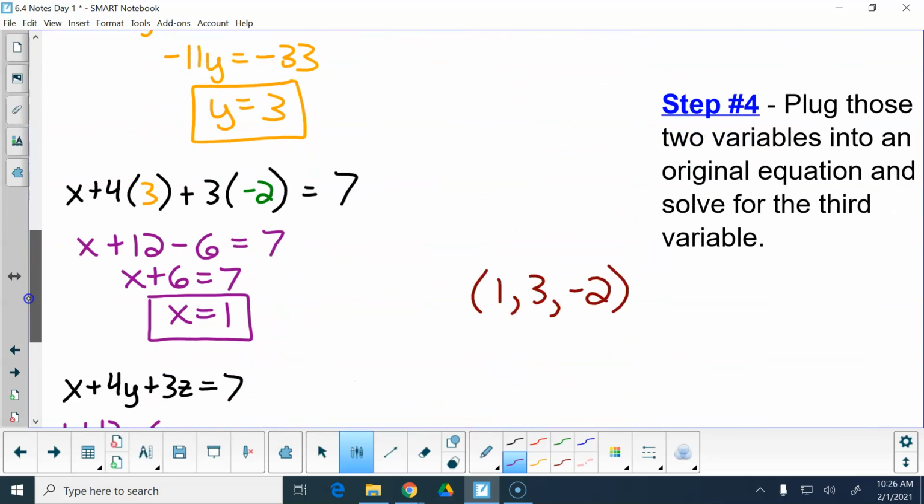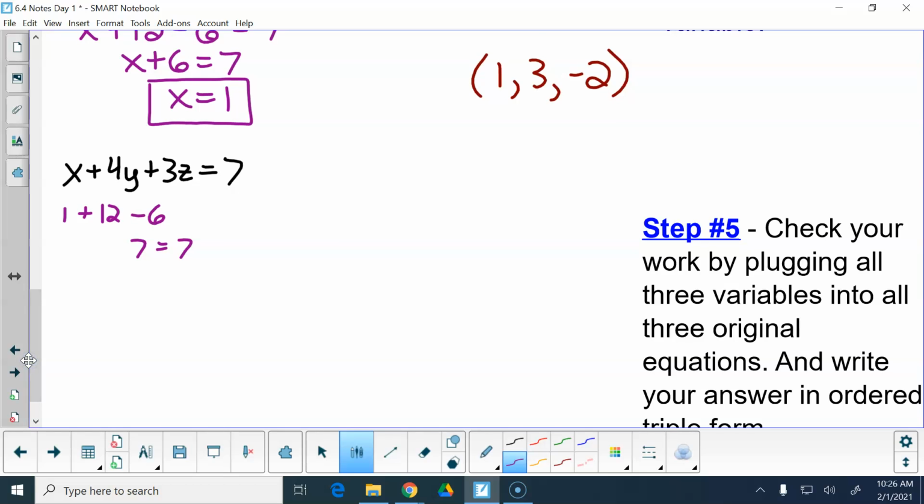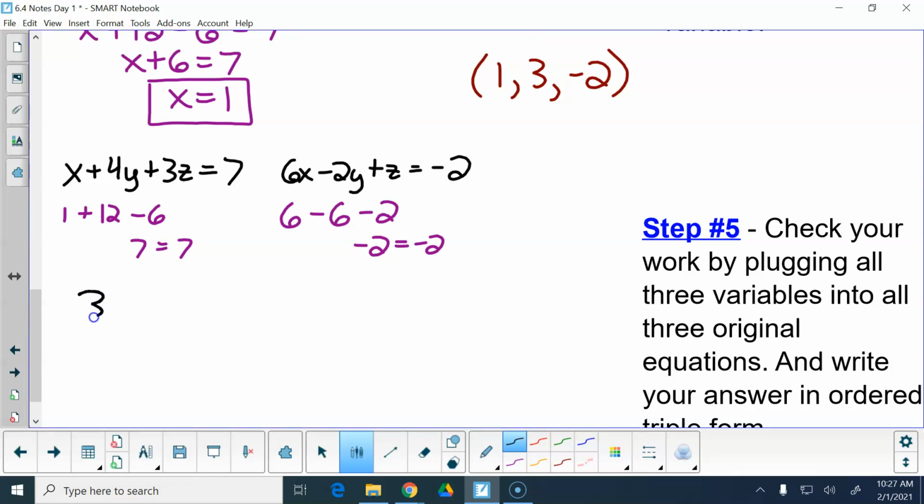And I'm going to scroll all the way back down. There we go. So 6x minus 2y plus z equals -2. 6 times 1 is 6. 2 times 3 is 6. So 6 minus 6 is 0. Z is -2. 0 minus 2 is -2. And -2 is equal to -2. Checks out. Last one. 3x plus y minus 2z equals 10.